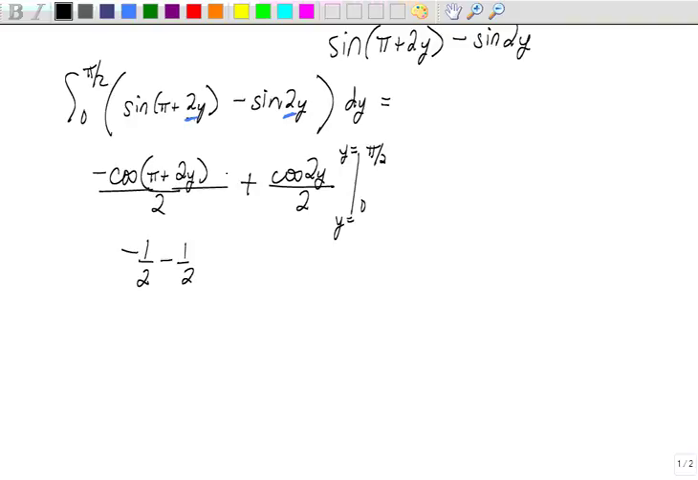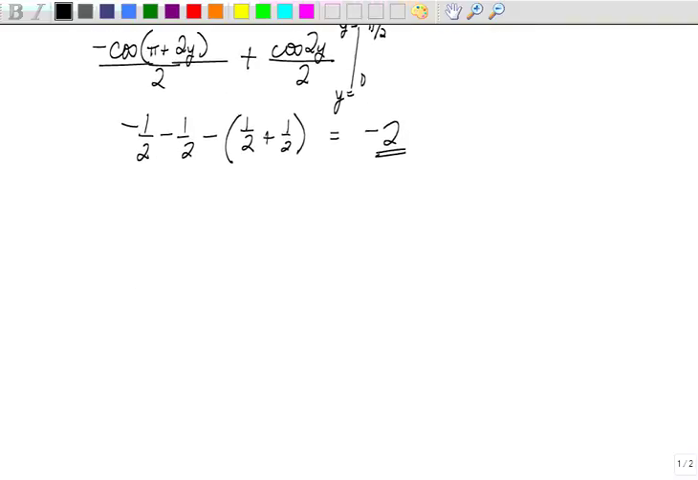And then plug in 0. Cosine of pi is negative 1, so this is going to be a half. Cosine of 0 is 1, so that's going to be a half. So this is all going to be minus 2. In that case, this doesn't represent a volume because it's negative. Okay, let's try 26.